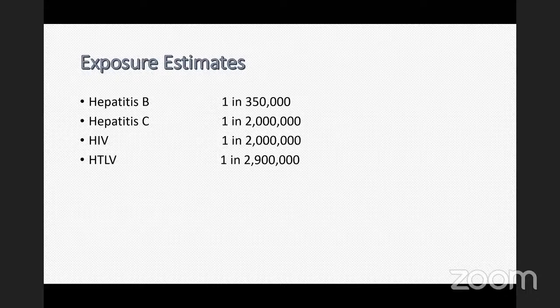So the exposure estimates for hepatitis B is 1 in 350,000. Hepatitis C is 1 in 2 million. HIV is 1 in 2 million as well, and HTLV is 1 in 2 million.